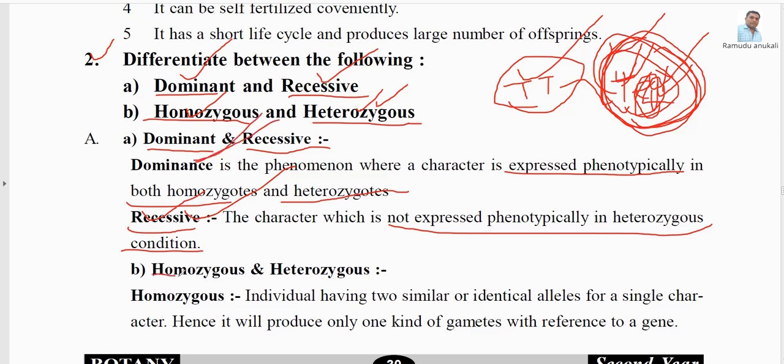Next, homozygous and heterozygous. Individuals having two similar or identical alleles for a single character are called homozygous.